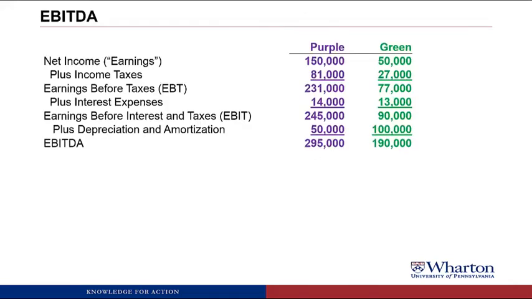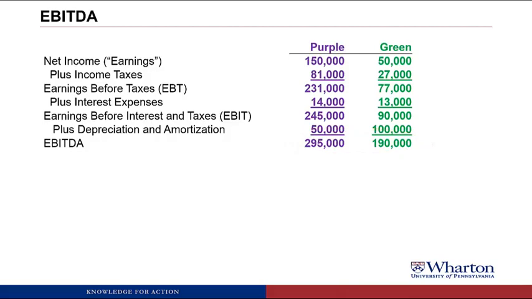Last, I want to look at EBITDA for these two companies. Remember, EBITDA is earnings before interest, taxes, and depreciation and amortization. And what we see from the EBITDA is that Purple has much higher EBITDA than Green, which means that EBITDA is really not picking up cash flow because what we just saw in the cash flow statement was that the cash from operations was identical between these two companies.